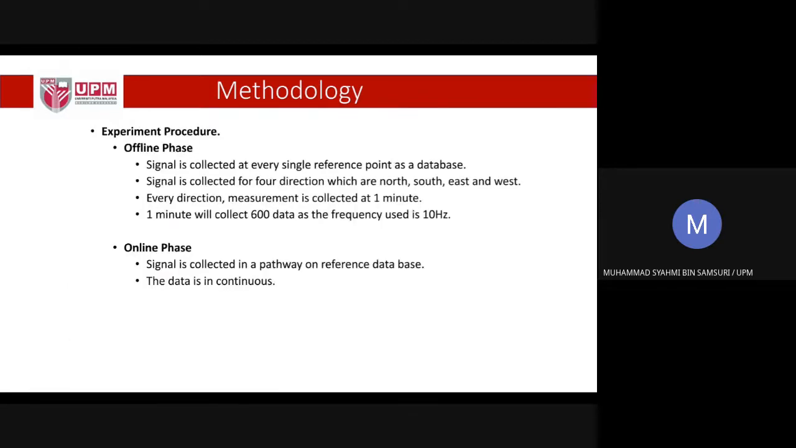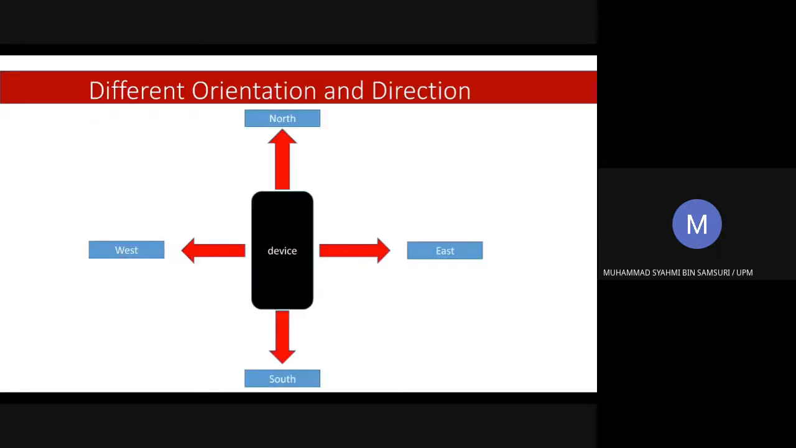So next is the experiment procedure. In the offline phase, signal is collected at every single reference point as a database. Signal is collected for 4 directions, which are north, south, east, and west. Every direction measurement is collected for 1 minute. In 1 minute we collect 600 data, as the frequency used is 10 Hertz. In the online phase, signal is collected in the pathway on the reference database. The data is a continuous data type. This one is the orientation and the direction of the device.